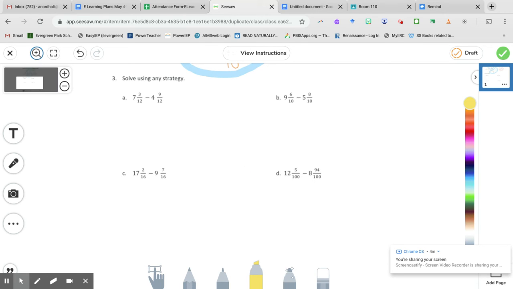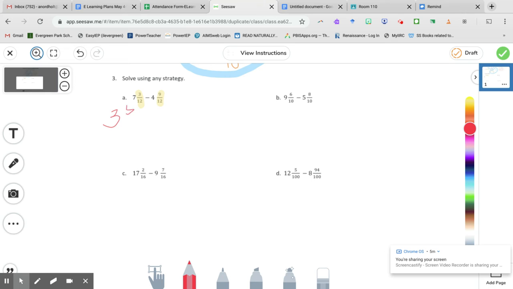Okay, so again, looking at this next one, 3a. Again, the first thing I notice is a 3/12 minus a 9/12. I can't do that. So I'm going to rewrite my number sentence. This one I'm going to write below for the sake of space. So let's subtract our whole numbers. So 7 minus 4 is 3.